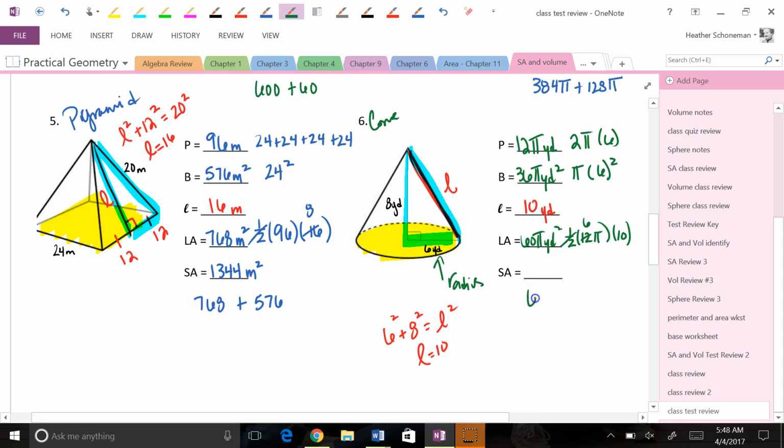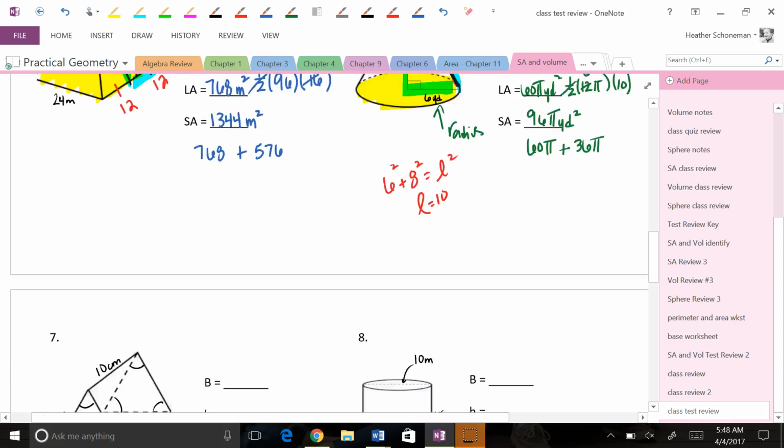Total surface area is your lateral area. Plus, you have one base. That one base is 36 pi. That gives you 96 pi yards squared. Okay, let's turn over the back.